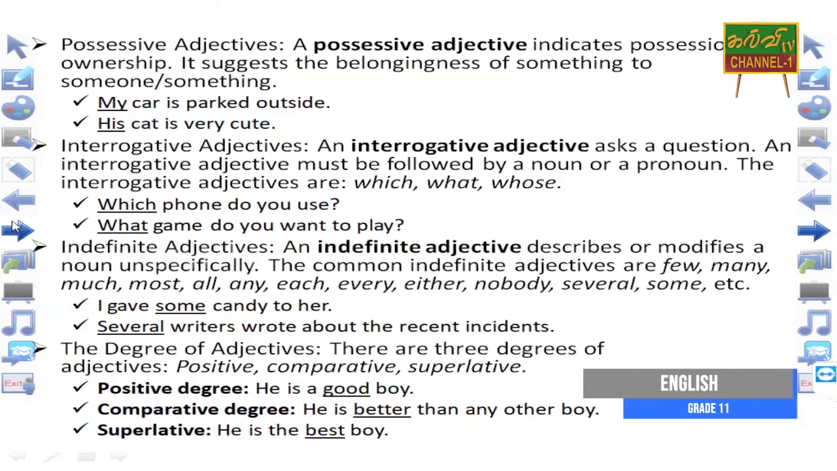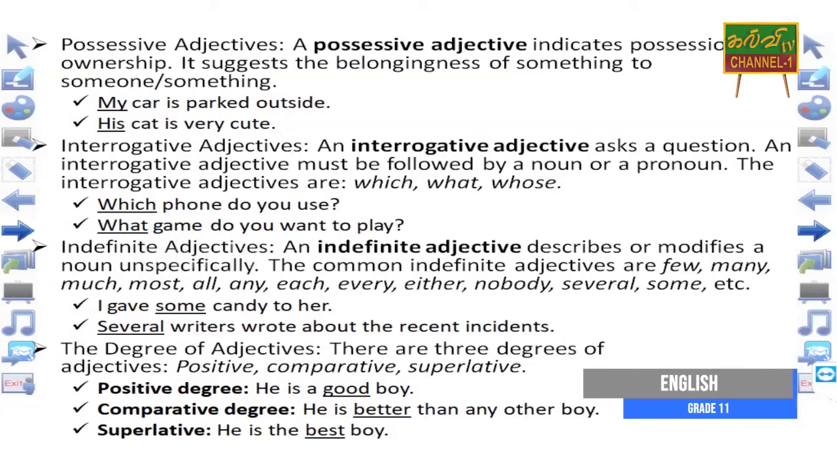And if you look at the possessive adjective, you may study it in grade 8 in the parts of pronouns. A possessive adjective indicates possession or ownership. It suggests the belongingness of something to someone or something. It will describe the ownership. My car is parked outside. Car is a noun and my is describing the car, so it is a possessive adjective. His cat is very cute. Cat is a noun and his is describing the cat, so his is the possessive adjective.